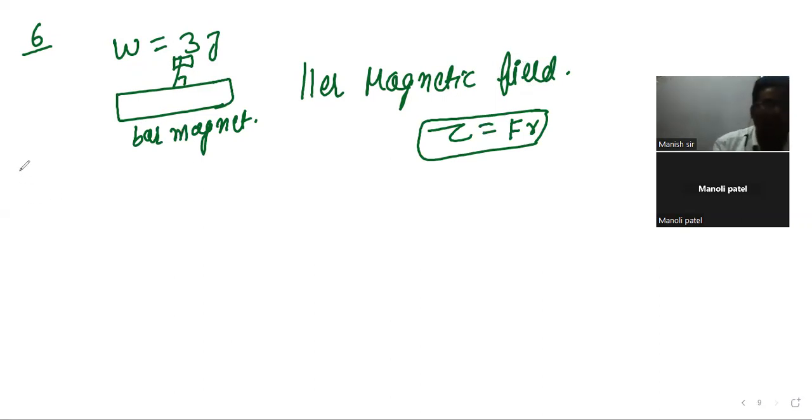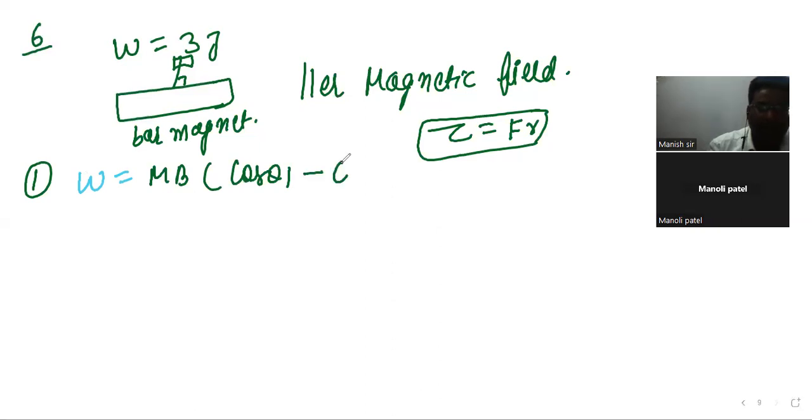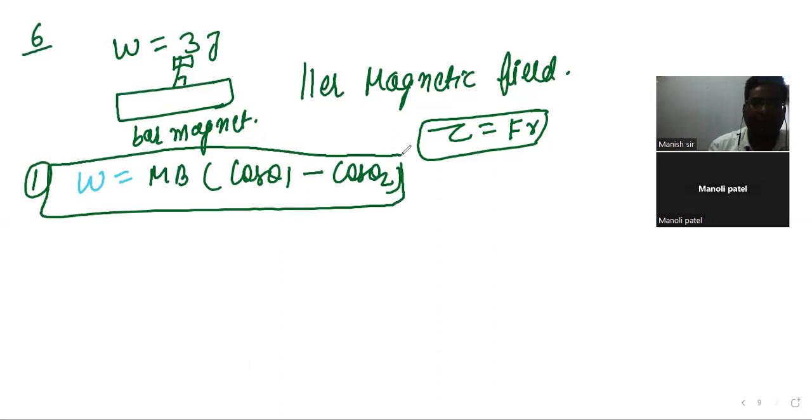As we know the work formula, in the previous question we have also given you, it is given by W is equal to MB into cos theta 1 minus cos theta 2. So please remember this formula, very important from your examination point of view.